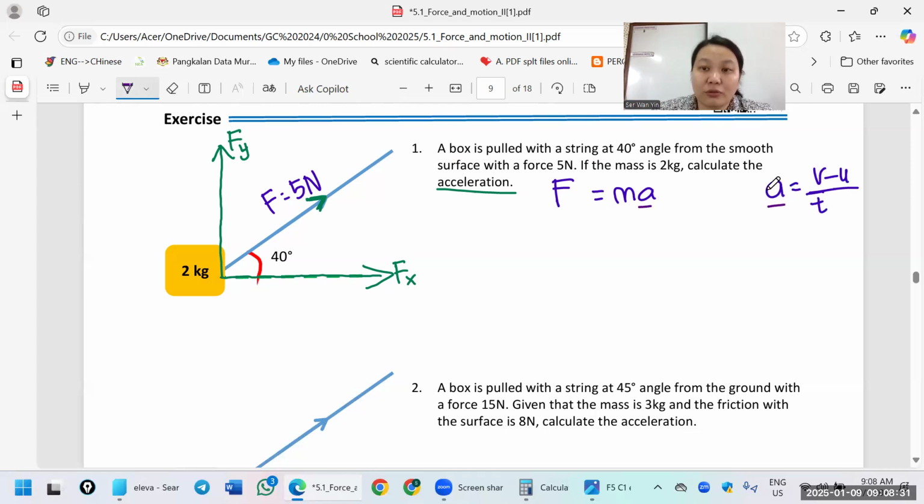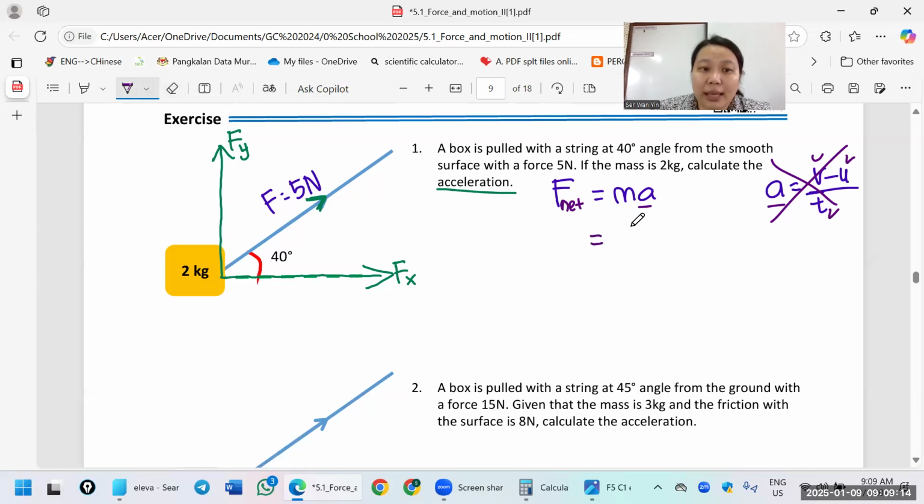Acceleration could be these two formulas. But I want you to identify, is there any V, U, or T provided in this question? Don't have. Very good. So we cannot use this. Since we have F and A, let's use F equals ma. And I always want to remind you, F is net. Net force means actually there are two forces.